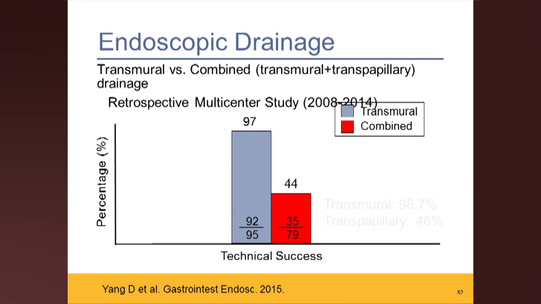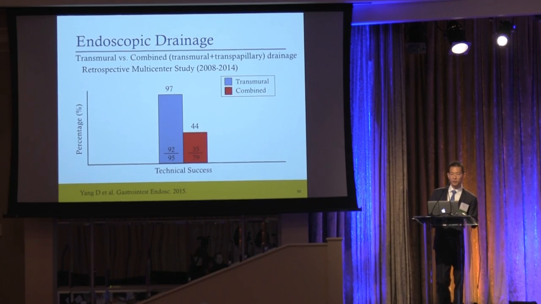Some of these patients have obviously been selected because they thought they were endoscopically feasibly able to be done. But the surprising part was that only 44% of the patients who underwent combined approach were technically successful. And that's mostly because the transmural aspect of the procedure went well, but only in 46% of the patients were they able to get a pancreatic duct stent into the pancreatic duct. And it's often hard to cannulate the pancreatic duct in these patients when they've had pancreatitis, and they may have a leak, and so their pancreatic duct is very small. So from a technical standpoint, it was very difficult to even do a combined approach.